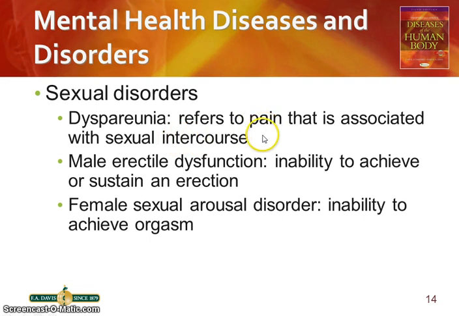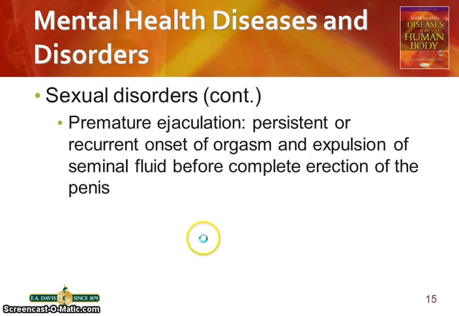This could occur more often as individuals, particularly females, age. There certainly are links to physical as well as mental triggers for these conditions. And some of these, again, are exacerbated as individuals age. Premature ejaculation, again, mental and physical components to all of these sexual disorder components.